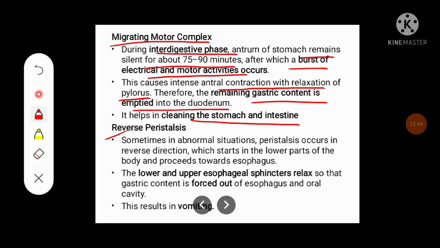Reverse peristalsis. Sometimes, in abnormal situations, peristalsis occurs in the reverse direction, which starts in the lower part of the body and proceeds towards the esophagus. The lower and upper esophageal sphincters relax so that gastric content is forced out of the esophagus and oral cavity. So this results in vomiting.